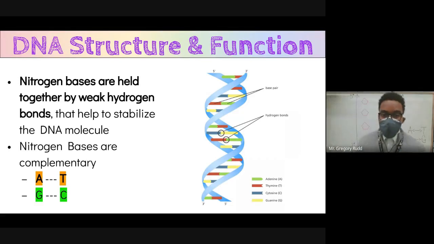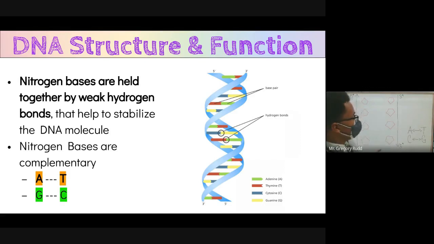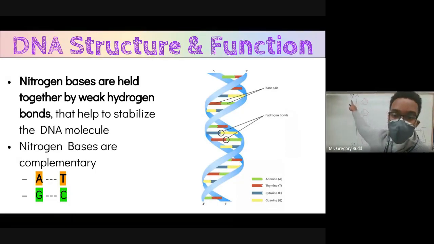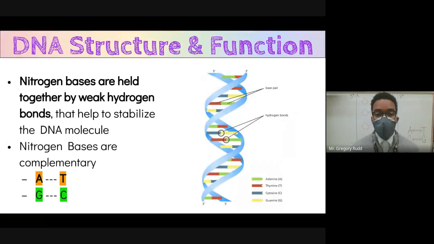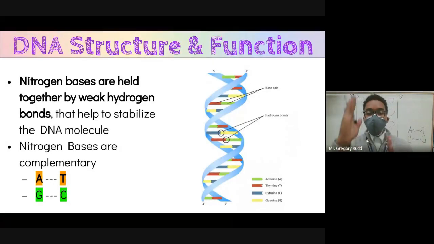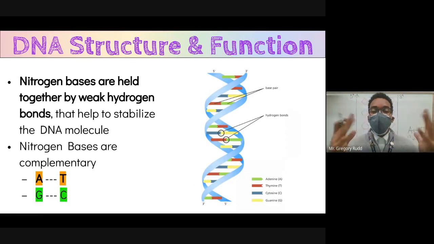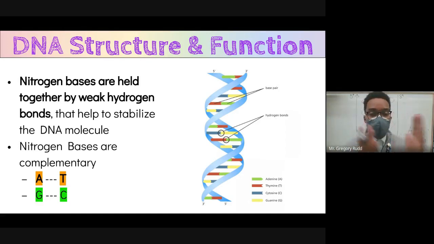Okay. So obviously these are running in opposite directions. This one is 3 prime to 5 prime. That one is 5 prime to 3 prime. So this is a concept that we call anti-parallelism. Yes, they're parallel to one another, meaning they're lined up with one another, but they're anti-parallel because they run in opposite directions.